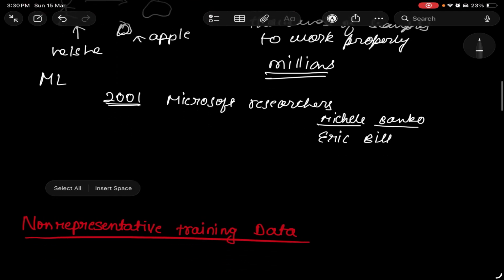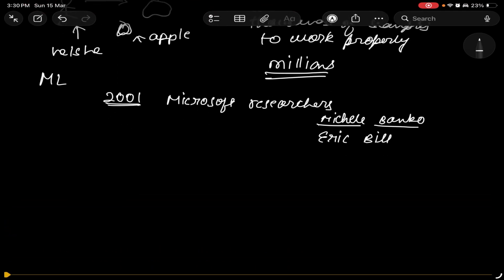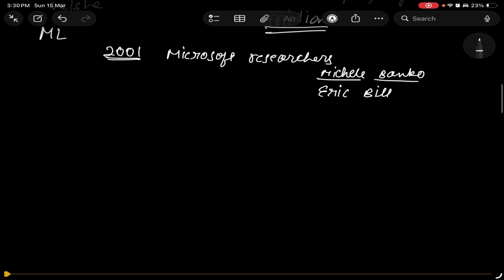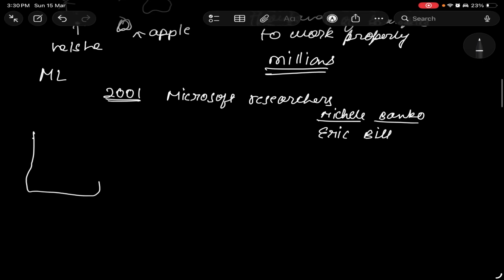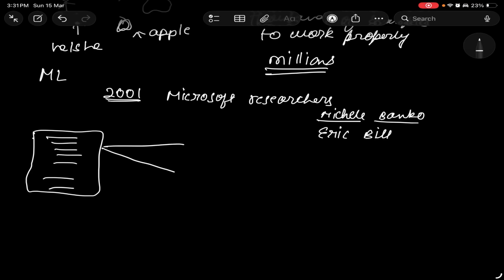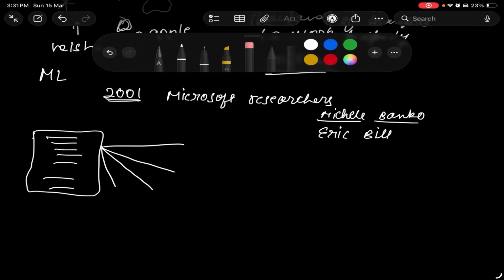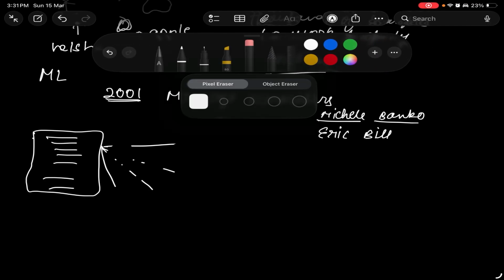Let me create some space here. Thank you, Apple Notes, for letting me create some space. Very good thing. So what they did is that they got a lot of data and they fed it to different algorithms. I need an eraser, where is it? Why is it so small?